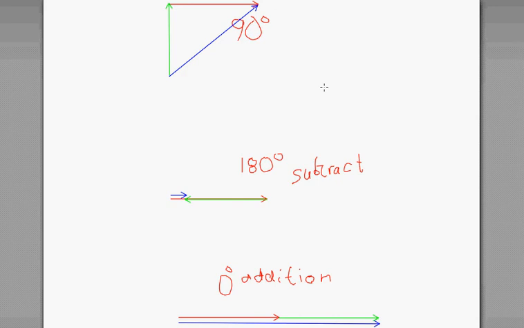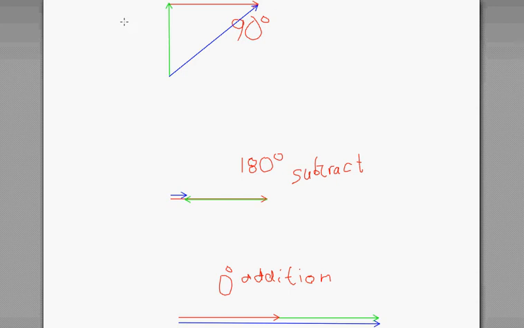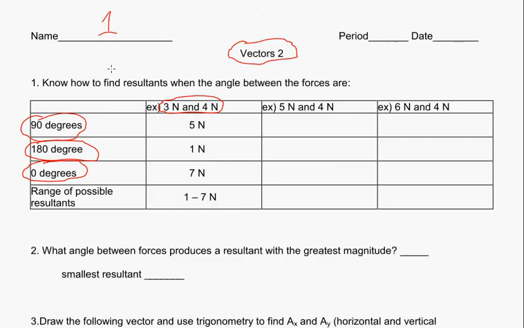So let's take a look back at the assignment. We have this sheet here. We're going to take a look at the example problem. So let's look at 0 first. Remember what we said about 0 degrees over here. When you have 0 degrees, you add. So if you take 3 and 4, you will actually get 7. I'm still in vector mode. You will get 7.